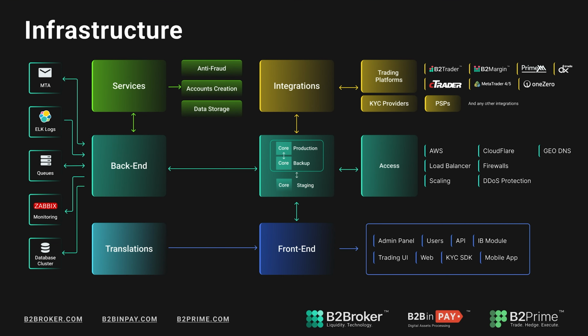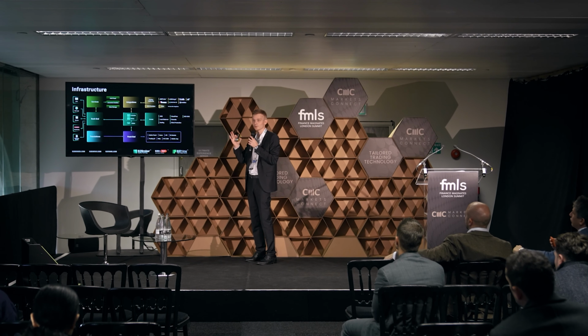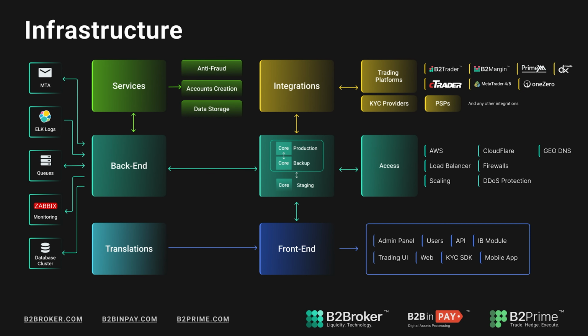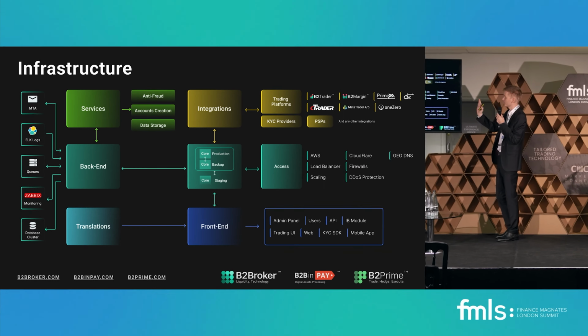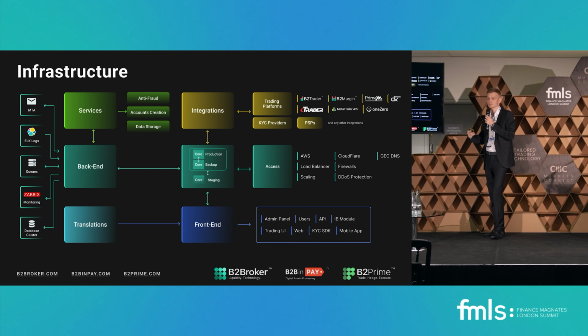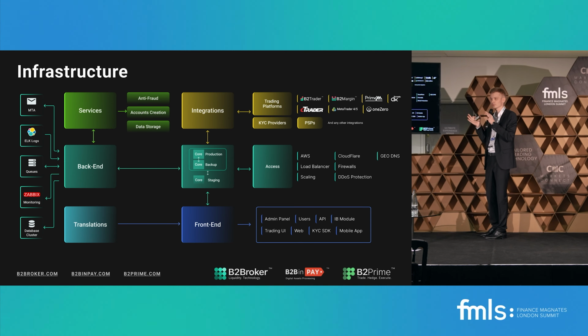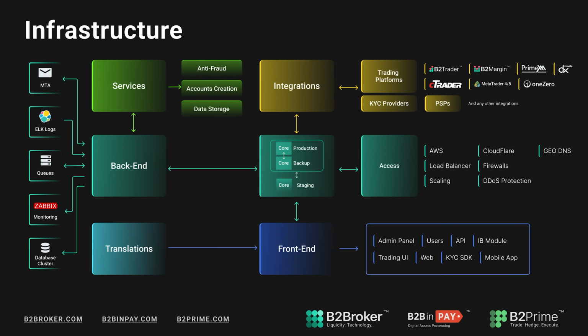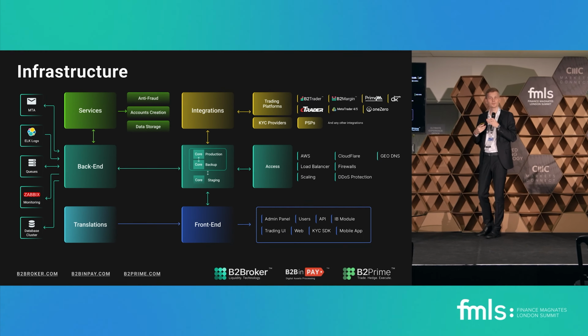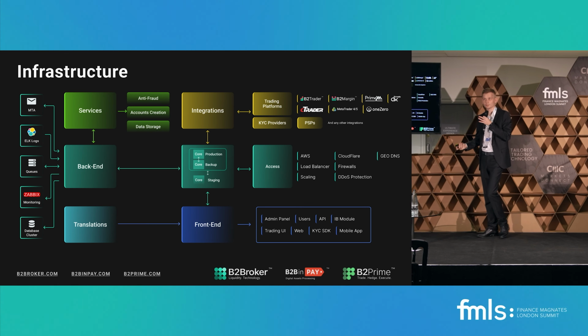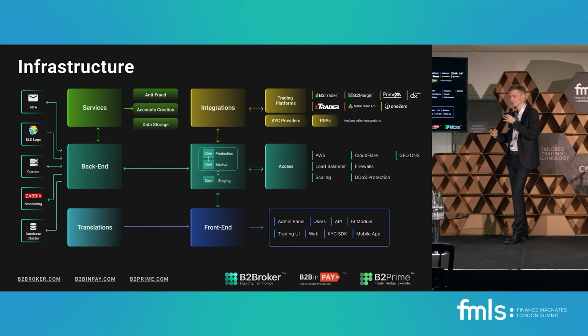And this is basically a general idea of the infrastructure around IT product support. So the backend is fully connected to the queues, to the monitoring, to the database cluster, to the logs, and to the MTA. And those are interconnected with services such as anti-fraud services and data storage services. They're broken down, so they're independent from each other. And this backend and frontend has the production server, has the backup server, and even has the staging server. Because if you're updating something, if you're changing something in the code, you want to make sure that you tested it first. You want to make sure that it's working before you upload it for the end users to use.